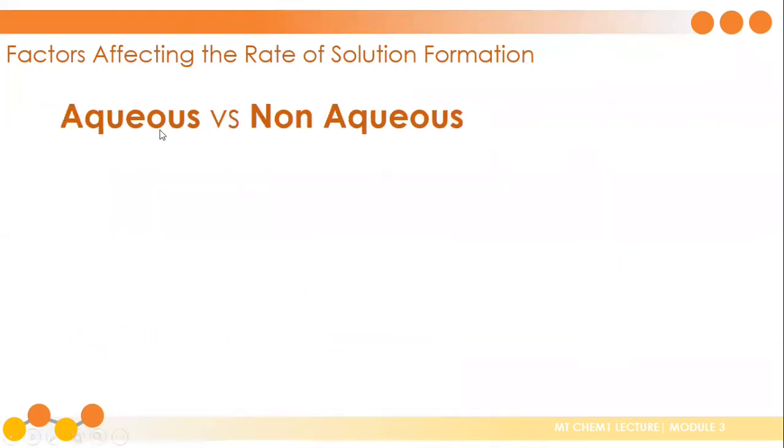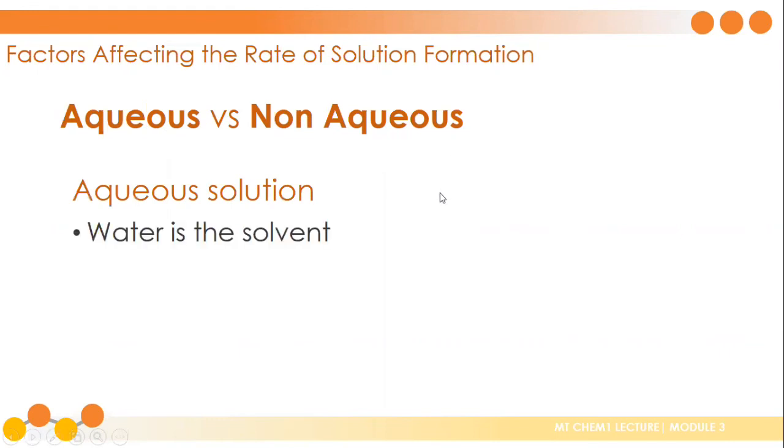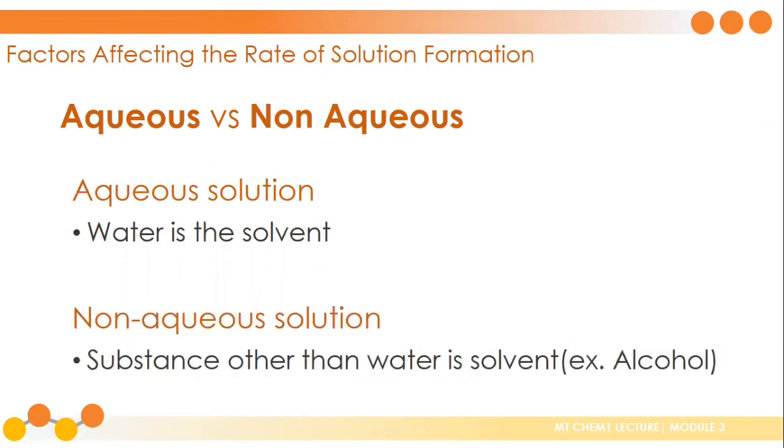Next, let's proceed with the difference between the aqueous and non-aqueous solution. Aqueous solution is wherein water is the solvent. Aqueous, meaning water is the solvent. Non-aqueous solution, on the other hand, is when a substance other than water is the solvent. Let's say, for example, it's alcohol or another organic substance. Again, aqueous is when water is the solvent. Non-aqueous is when a substance other than water is the solvent.